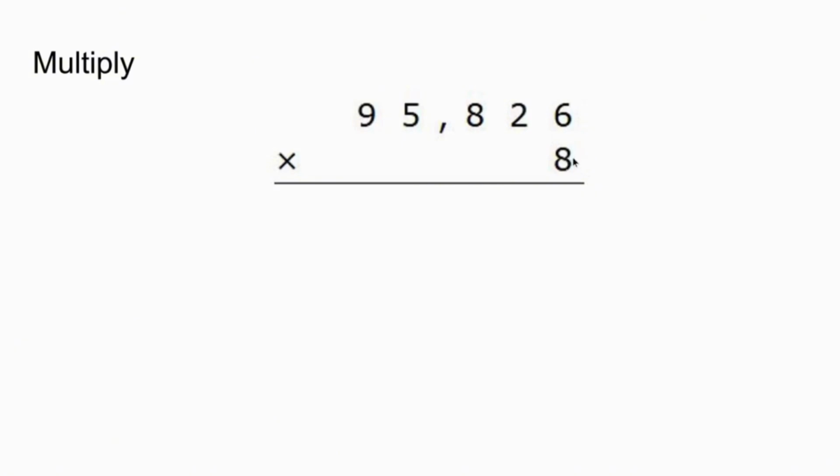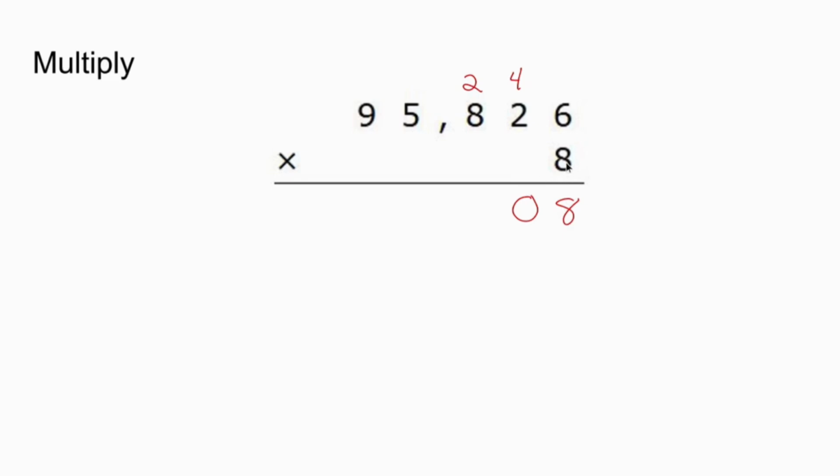So, 8 times 6 is 48. You write out your 8 and put the 4 up here above the next digit to the left. Now we multiply and add that 4. So, 8 times 2 is 16. 16 plus 4 is 20, so you write out your 0 and carry over our 2.